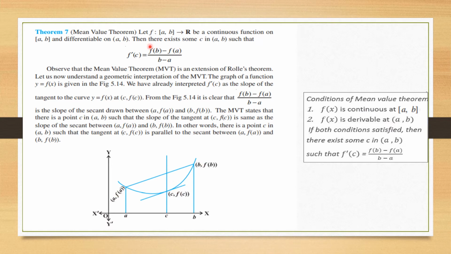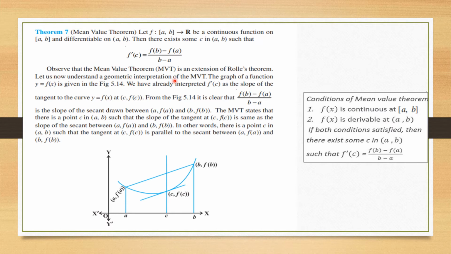This is the final condition of Lagrange's mean value theorem, that there exists some c at which this tangent is parallel to the chord. That means the slopes are equal. f'(c) is equal to f(b) minus f(a) upon b minus a. Observe that the mean value theorem is an extension of Rolle's theorem.